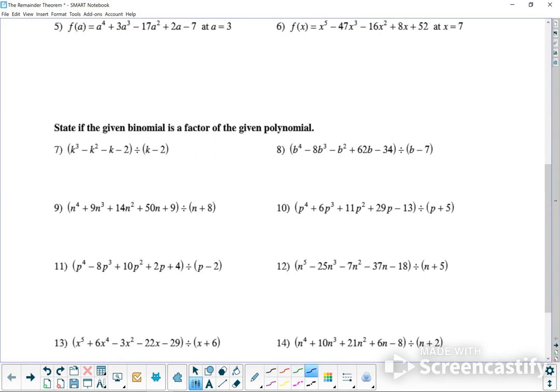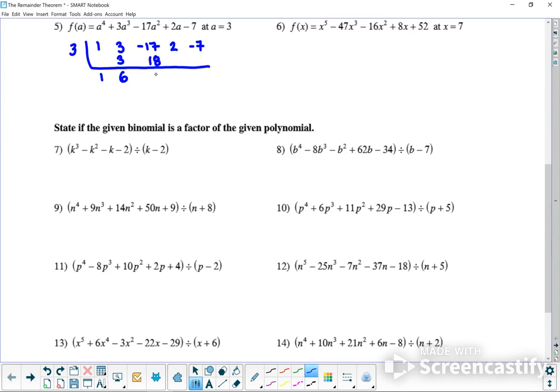Okay, it's getting a little longer. So 1, 3, negative 17, 2, negative 7. And I'm going to use 3. So bring the 1 down. Multiply it, you get 3. Add it, you get 6. Multiply it, you get 18.